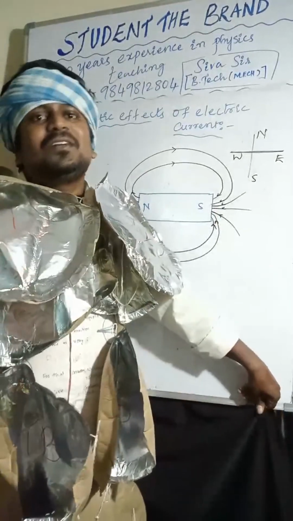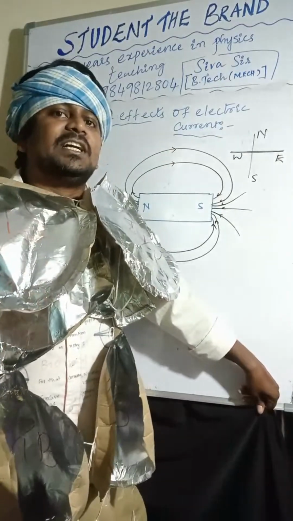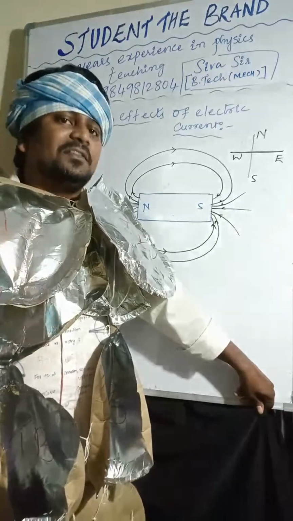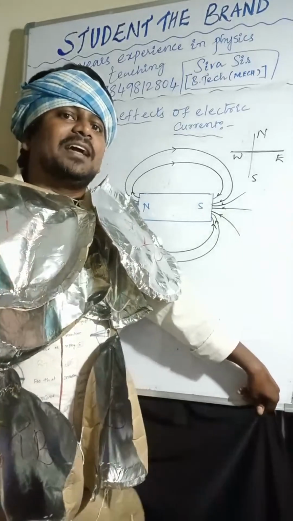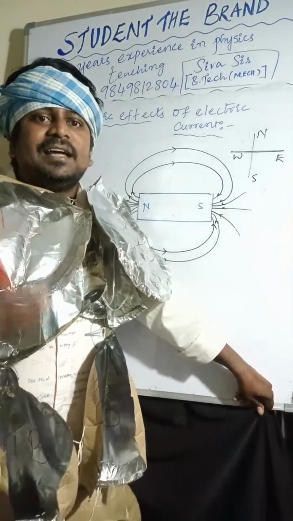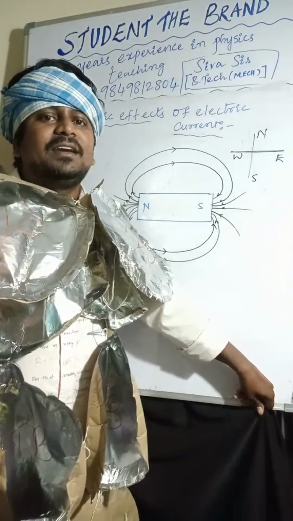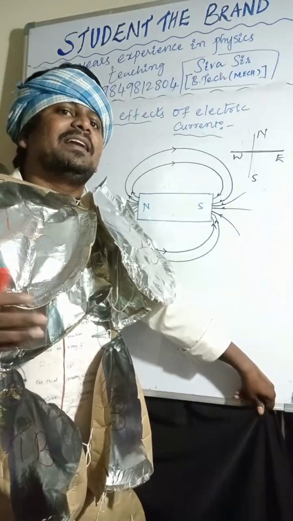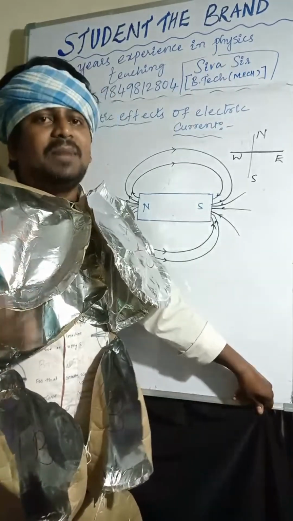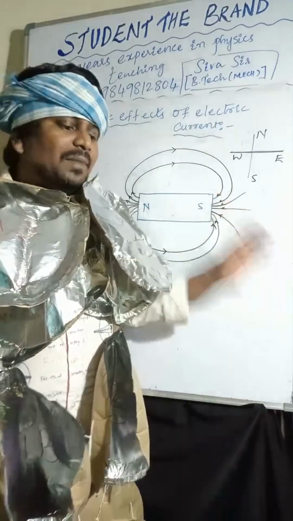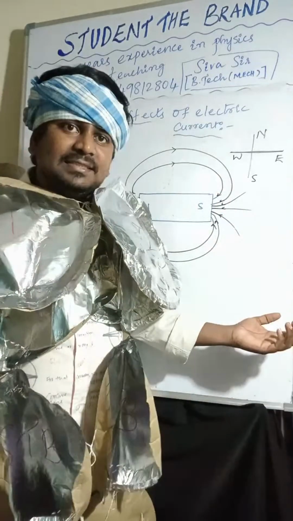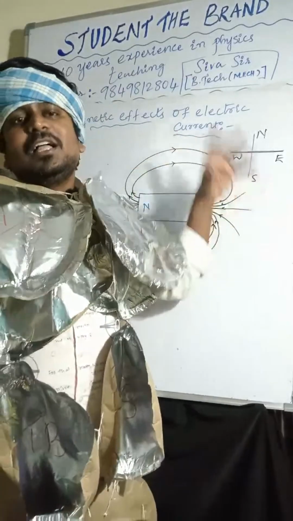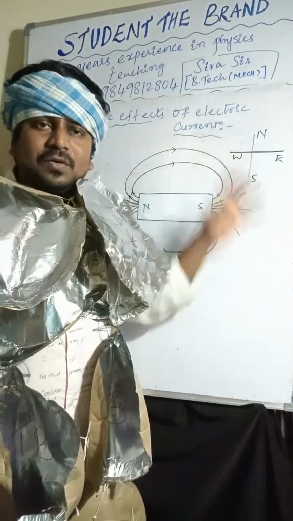Magnetic field means the region around the magnet in which magnetic force is exerted. So the region around the magnet in which magnetic force is exerted is called the magnetic field. The magnetic field will be in the form of field lines. Magnetic field lines emerge from the north pole and merge at the south pole. Those are closed loops.